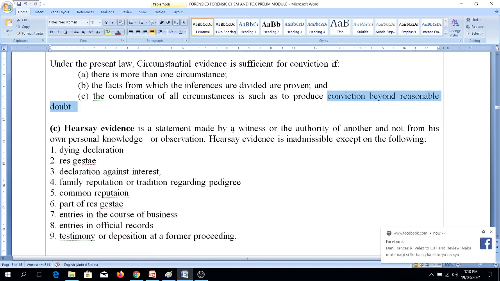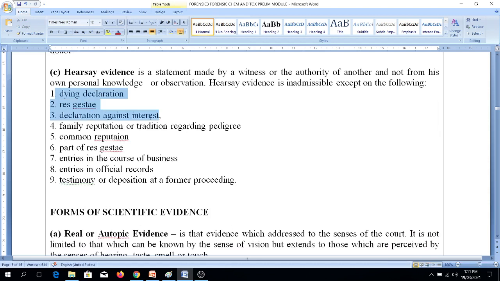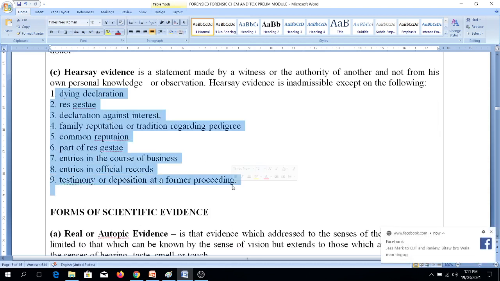So it is a statement made by a witness or an authority of another and not from his own knowledge or observation. So hearsay in general is not really admissible as evidence at the court. However, there are certain types of hearsay that are acceptable as evidence at the court. Okay, so these are the common examples of hearsay that are acceptable as evidence at the court. The very common and the very famous dying declaration.